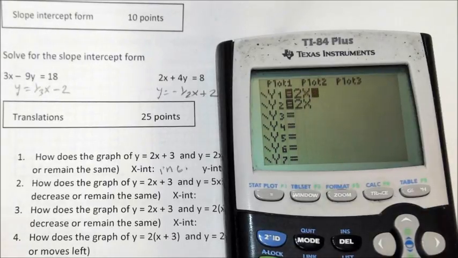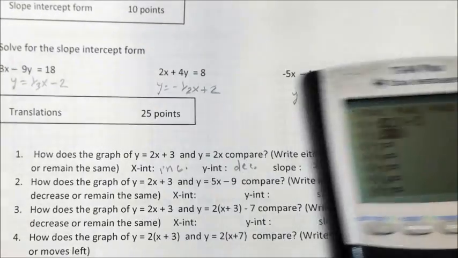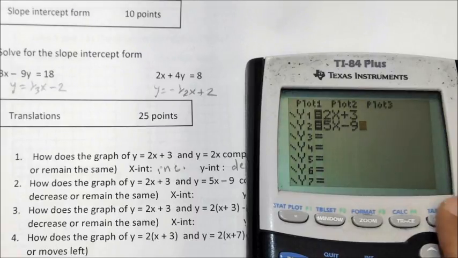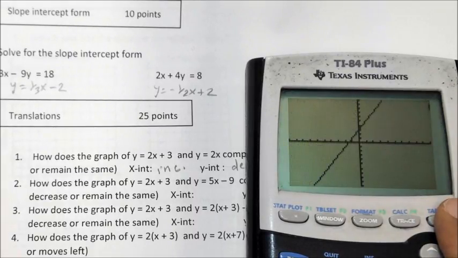2x plus 3, that's the first one. And the second one is 5x minus 9. Now I'm looking at three different things. I'm looking for the x-intercept, the y-intercept, and the slope. The first one is 2x plus 3. When we graph it, we'll graph first. That's the first one, and that's the second one.